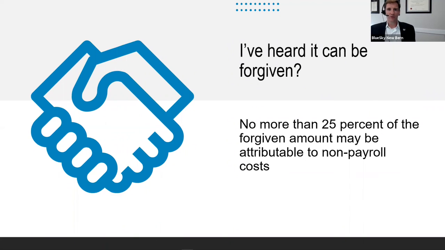Right now, the rule is that no more than 25% of the forgiven amount can be those non-payroll costs like utilities, rent, mortgage, those type of things. No more than 25%.